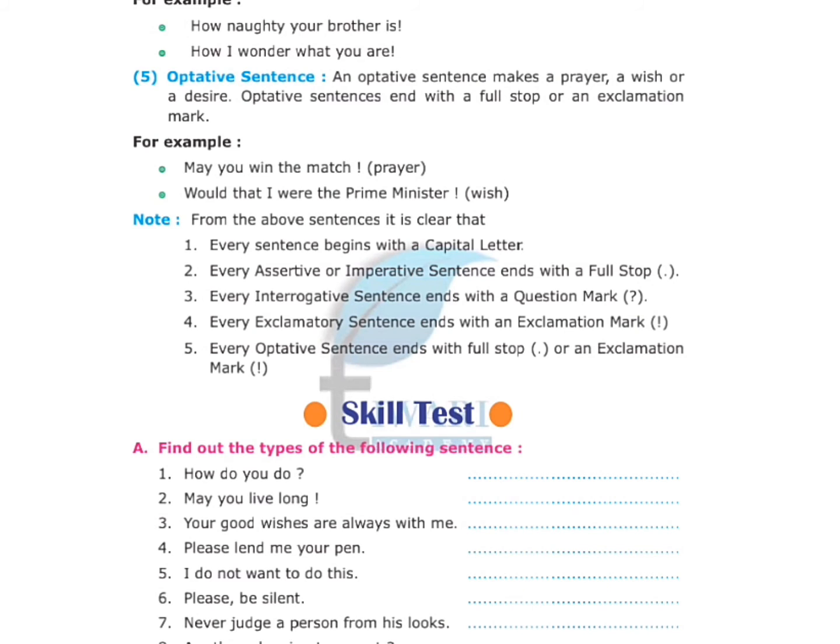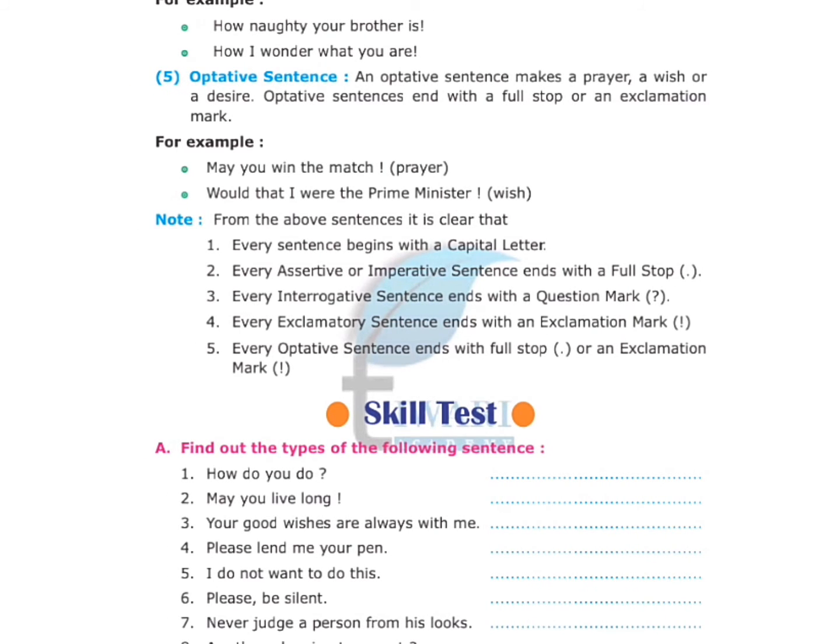Operative sentences end with the full stop or exclamation mark. Also you have to put it at the end of the sentence, like "May you win the match," "Would that I were the prime minister," like this. Okay, so these are operative sentences.